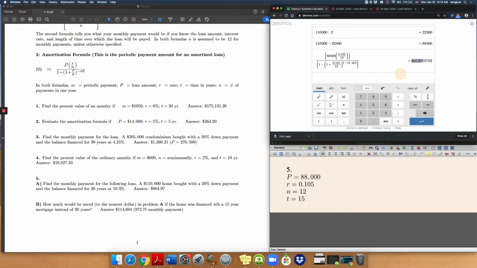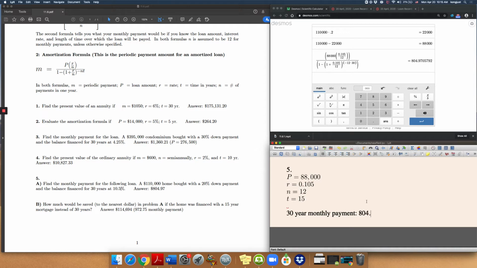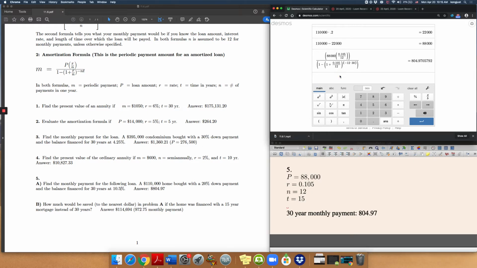Okay, so what I'm going to do is keep this value in the back of my mind. Let me actually even write it down. 30-year monthly payment is $804.97, to the nearest cent. We'll round to dollars at the very end, just to be as accurate as possible. So that was for the 30-year monthly payment.